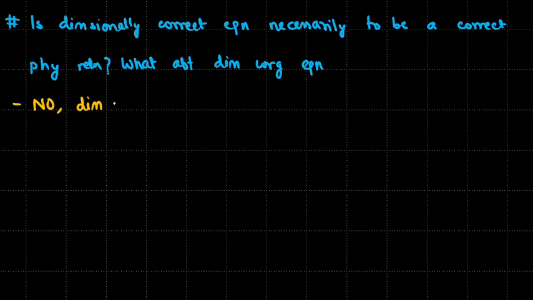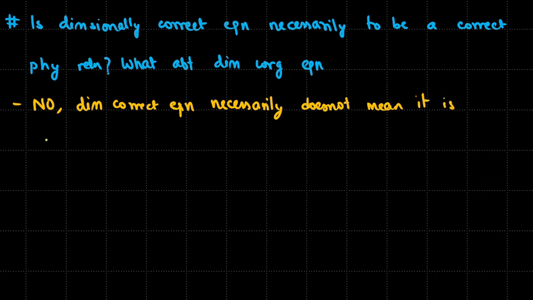A dimensionally correct equation does not necessarily mean it is correct physically, because the relation is not applicable for actual calculations. It works, but it does not work in reality. It works dimensionally, but it does not work in reality.